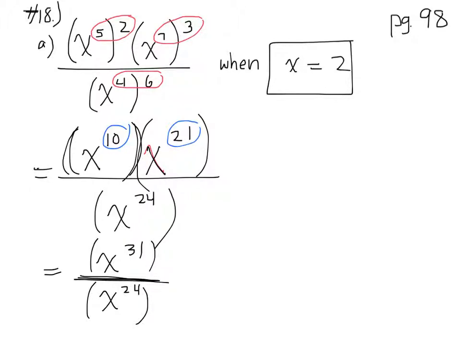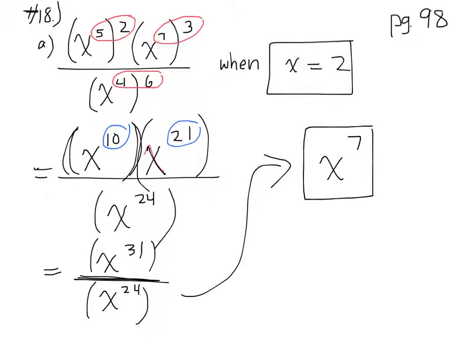When we're dividing powers with the same base, subtract. What's 31 take away 24? 7. So the answer simplified is x to the power of 7. You'll get a mark for this.